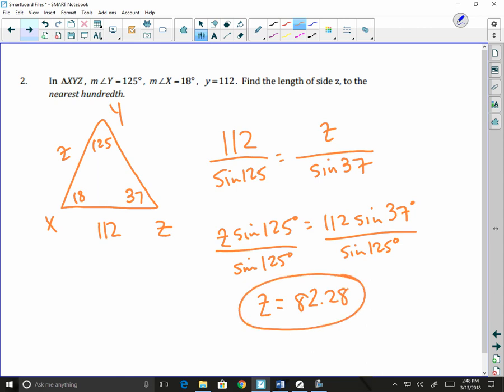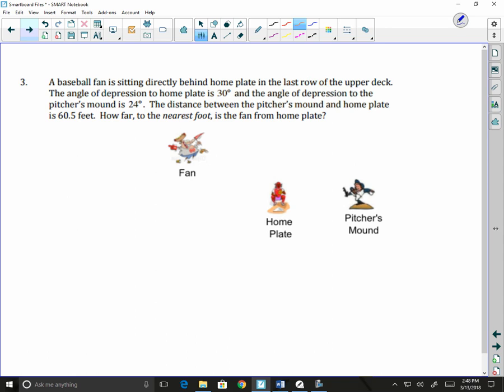The last question is kind of tough. It's a word problem. It talks about a baseball fan sitting. You have to realize that the baseball fan is kind of elevated. He's up in the air or she's up in the air, right? And it says that the angle of depression to home plate is 30 degrees. So here's your line of sight. Here's your angle of depression, 30 degrees.